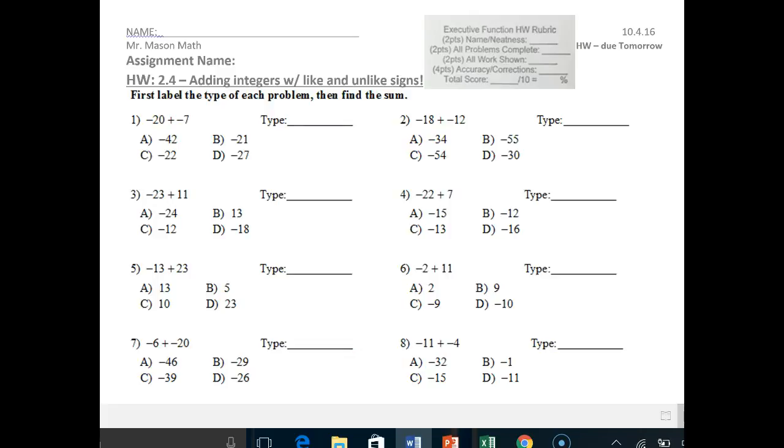Good evening there, CJ Math students, and I'm going to take you through homework 2.4, adding integers with like and unlike signs. We're going to continue to work on this because it's going to continue to pop up throughout the year. We want to make sure we're masters of this.